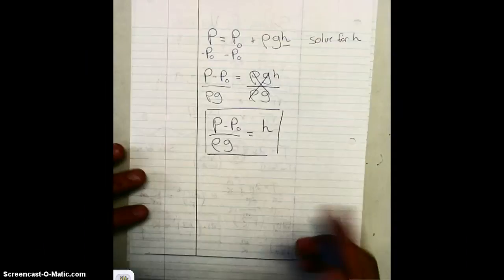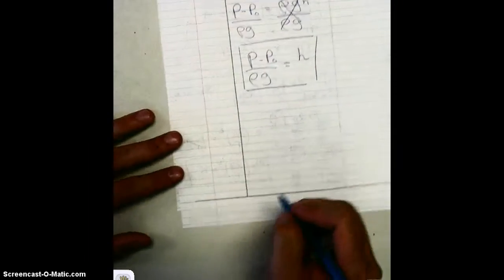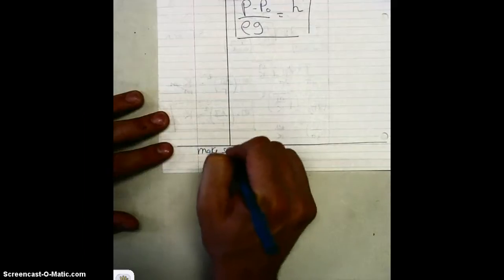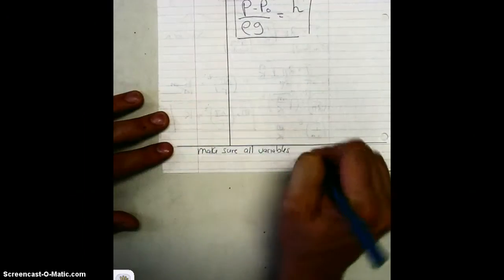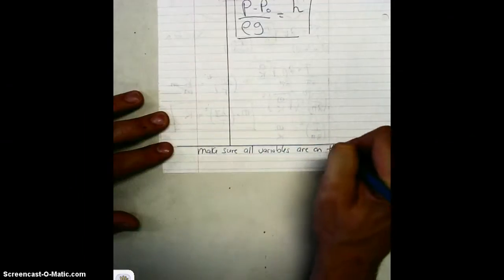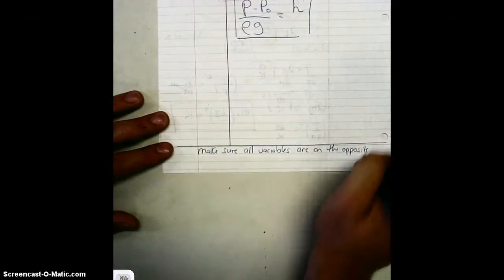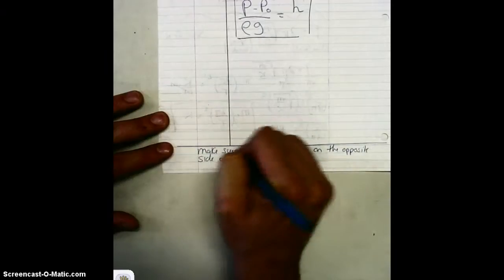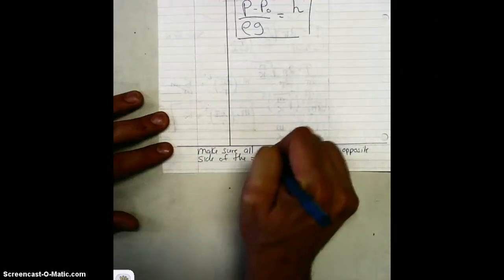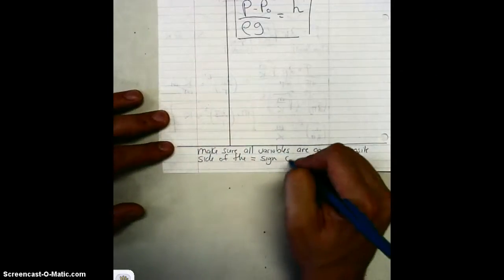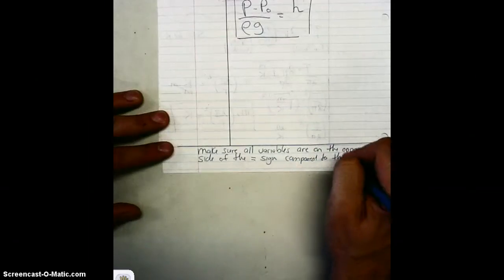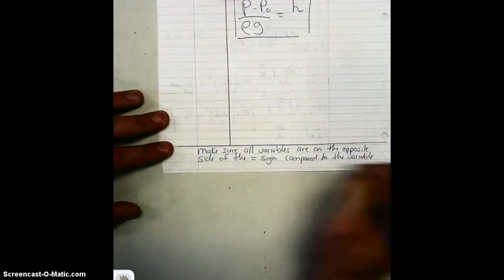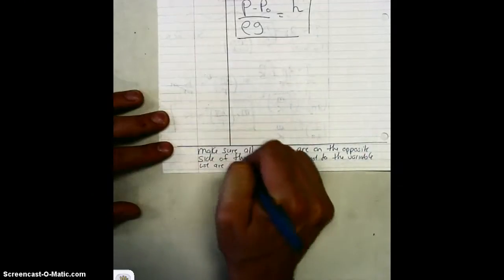To recap, let's go down to our summary here. We need to make sure all variables are on the opposite side of the equal sign compared to the variable we are solving for.